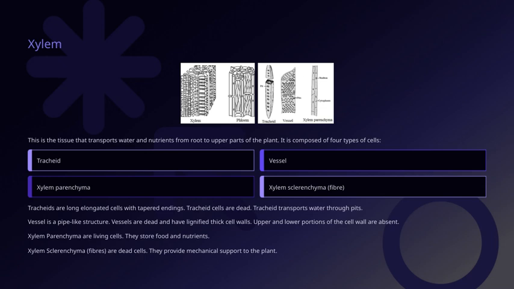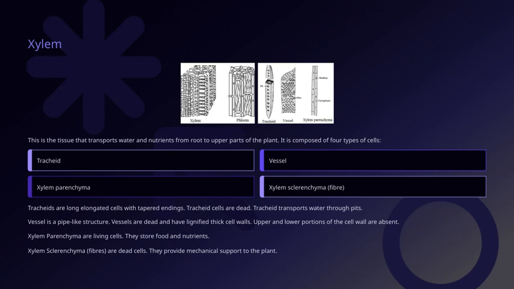Next, there are vessels, which you can think of as pipe-like structures. Like tracheids, vessels are also dead and have thick cell walls that are lignified, meaning they're reinforced with lignin to provide strength. Notice that in vessels, the upper and lower portions of the cell wall are missing, forming continuous tubes that make water conduction more efficient. Then we have xylem parenchyma, which are living cells. These cells are vital for storing food and nutrients, acting as the plant's storage units. Their living nature allows them to participate in metabolic activities, supporting the overall health of the plant.